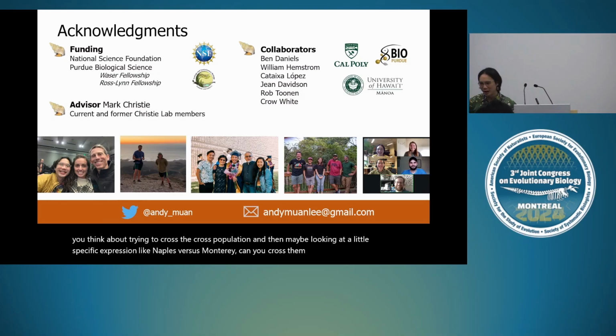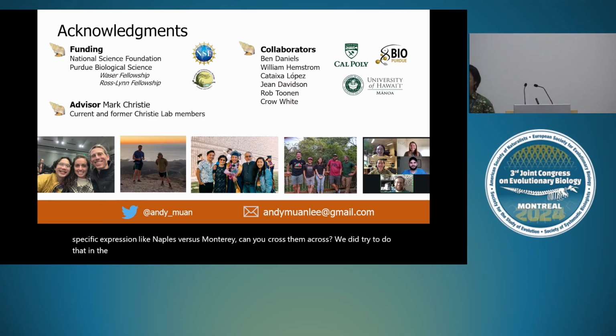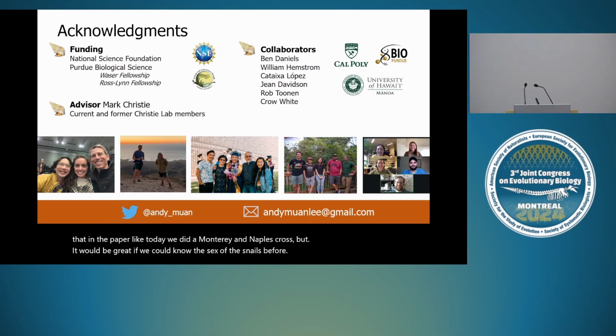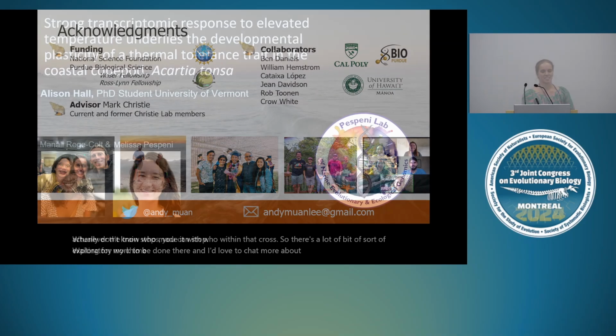We did try to do that in the paper. I didn't get to talk about it today. We did a Monterey and Naples cross, but it would be great if we could know the sex of the snails before we cross them, and they don't like to mate when we put 1 and 1 together. So we actually don't know who mated with who within that cross. So there's a little bit of exploratory work to be done there, and I'd love to chat more about that. Kind of confusing.